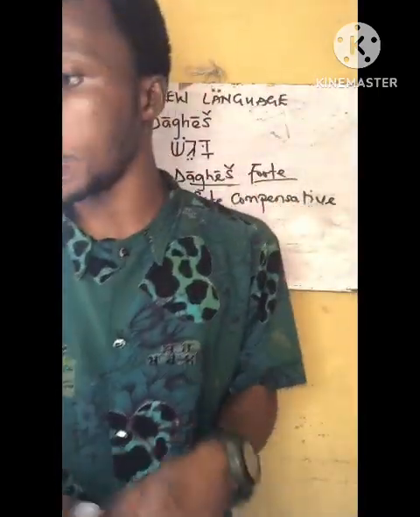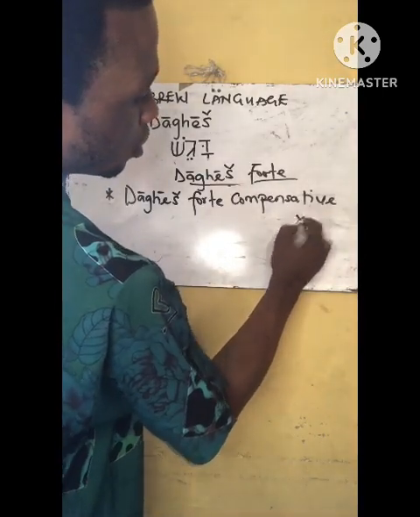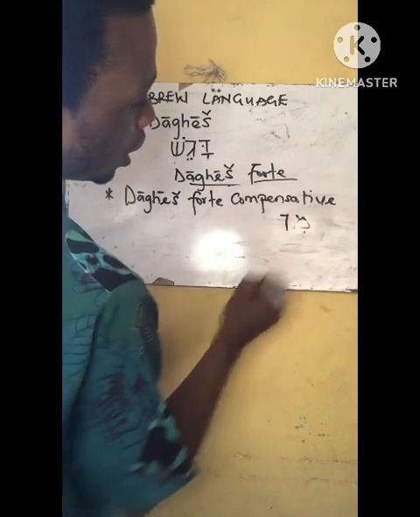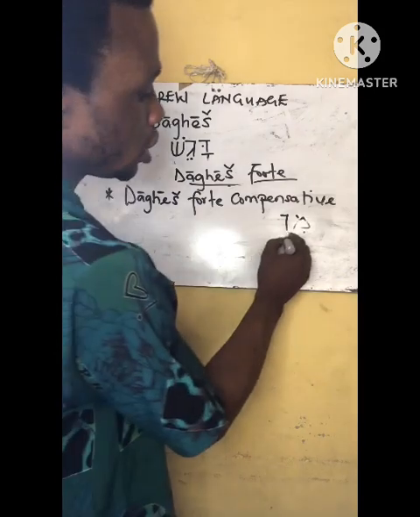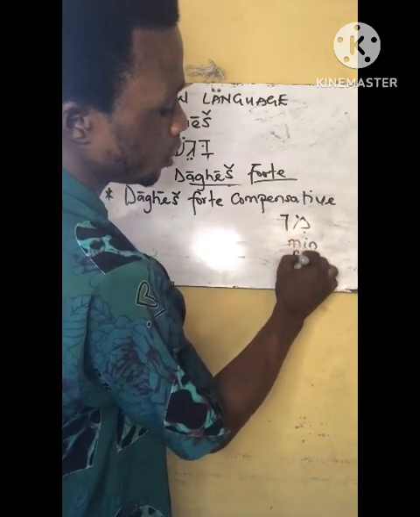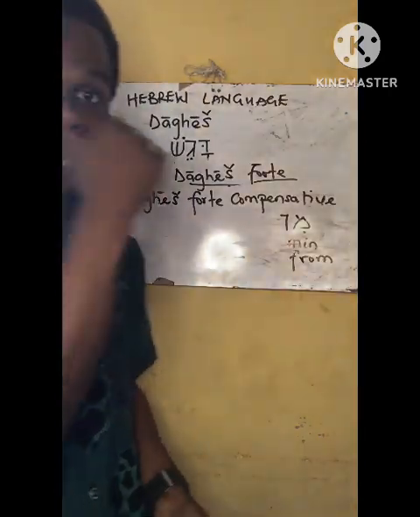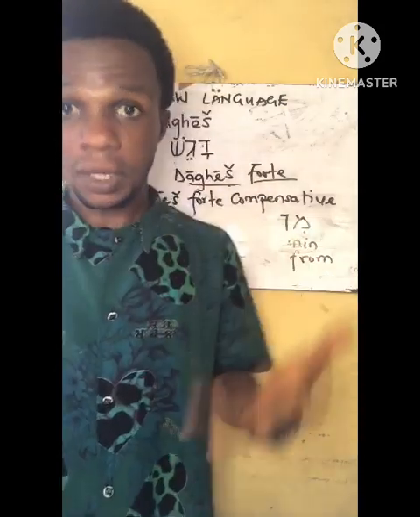Now let me give us a logical explanation and a logical example. Look at this word. This is mem, this is short hireq, and this is the final form of nun. So this is min. In English it means from. So it's an adjective, and we all know the meaning of adjective already.